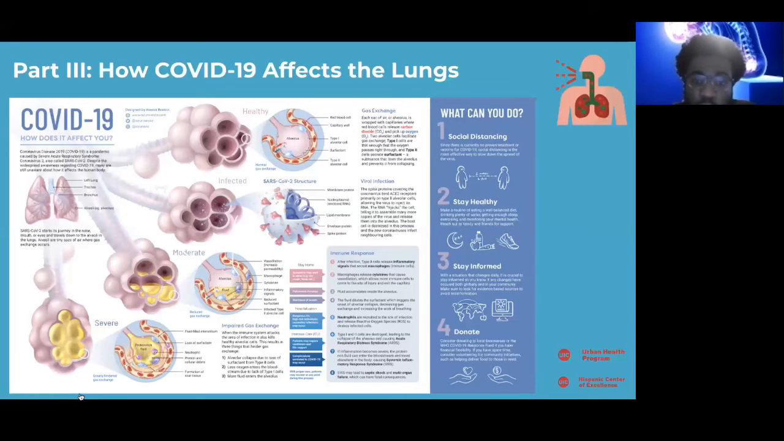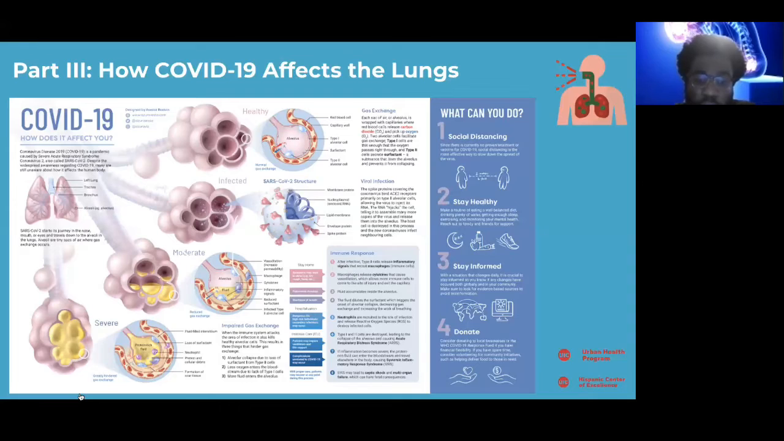Step 3, the fluid accumulates inside the alveolus, which is when pneumonia happens. Then the fluid dilutes the surfactant, which triggers the collapse of the alveoli. That's when you start having shortness of breath or problems breathing. Then the neutrophils are recruited to the site of infection, and at that point you're hospitalized.